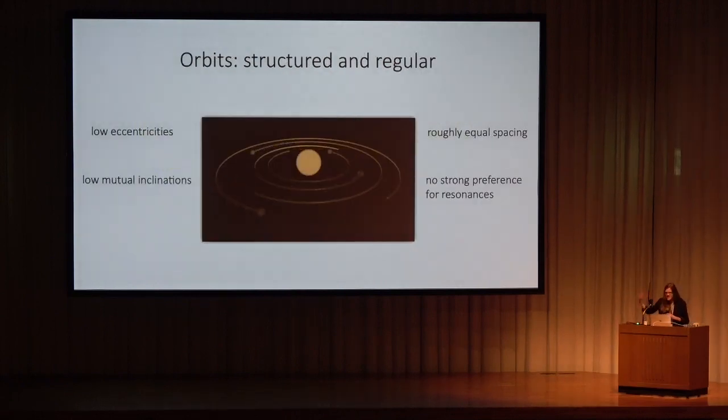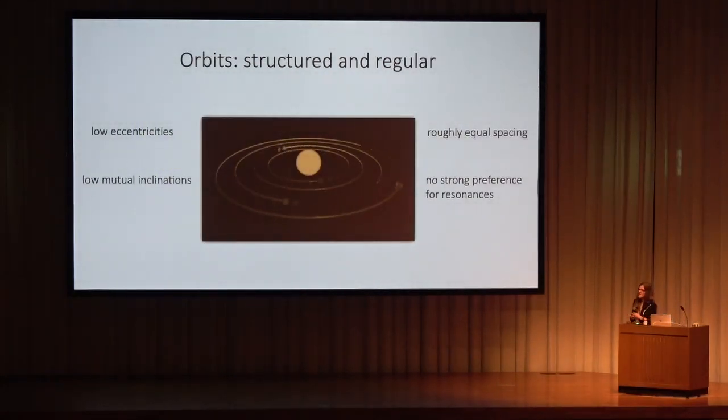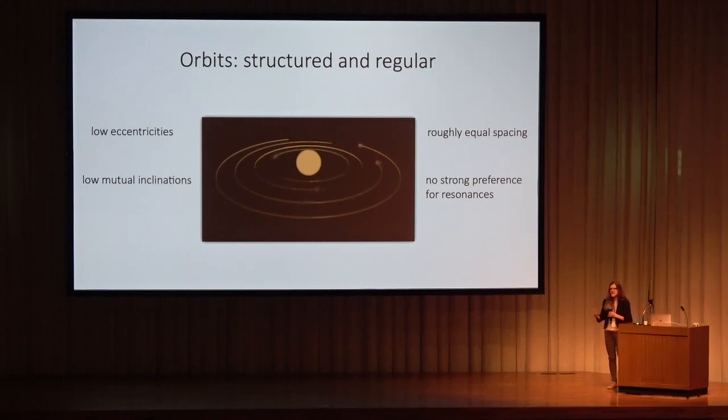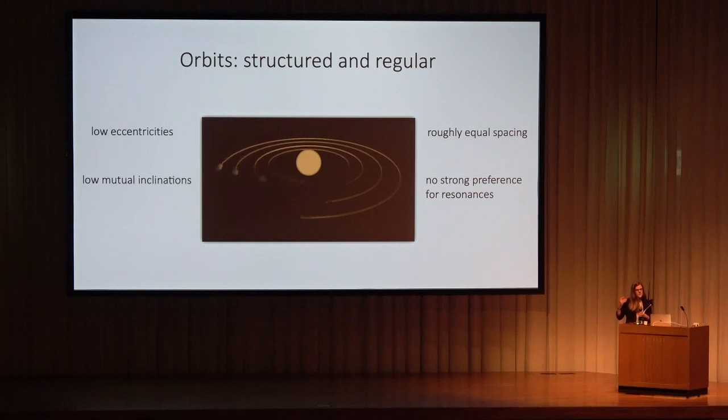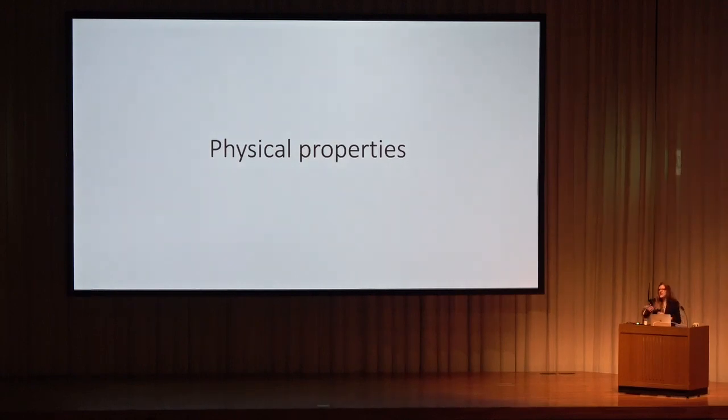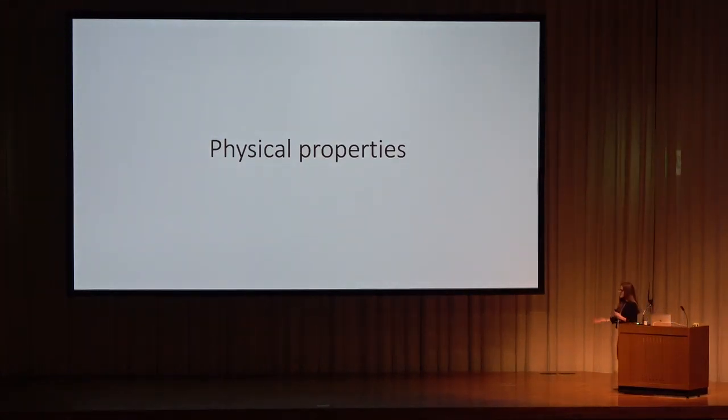So to summarize what we've discussed so far, the orbits of these compact multis are incredibly structured and regular. They are dynamically cool, they're regularly spaced, and they have no strong preference for resonances. Incredibly, the structure and regularity of these orbital properties are mirrored in the physical properties of the planets.